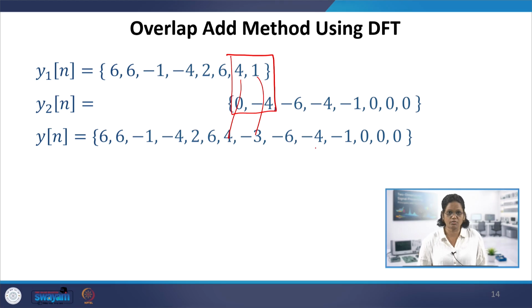So this is the result of the convolution of this x and h, which we had obtained through the linear convolution. When we use the DFT, we are actually doing circular convolution, so to make this linear convolution equal to circular convolution, that's why zeros are appended to the sequences. After this, we get y1[n] and y2[n], and then add them in this fashion. This is the overlap add method using DFT.